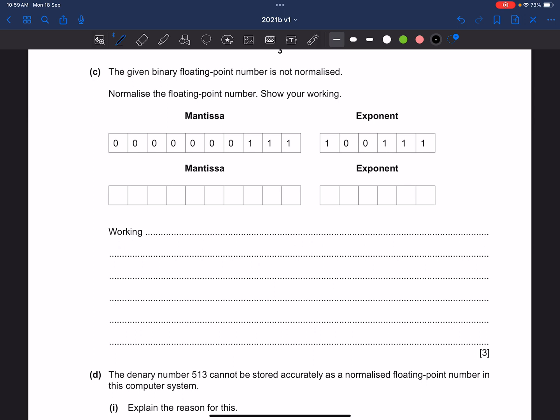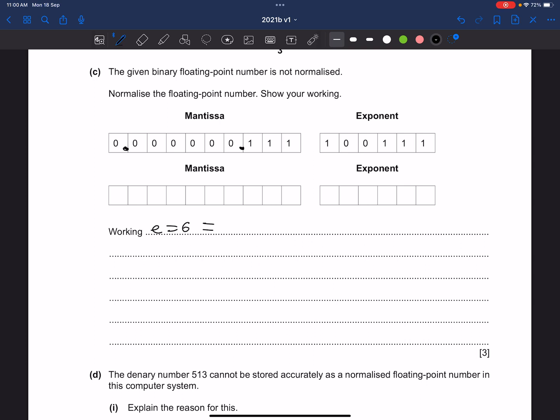Now, for part C, we have to normalize this, which means we have to get the decimal place in between the first 2 different bits. So currently, the decimal place is right here. However, this is in between a 0 and a 0, which is not correct. We want it in the first area where it's a different number, so either 0, 1 or 1, 0, which will be here. So if we want it here, and it is currently here, we will have to shift the decimal point along 1, 2, 3, 4, 5, 6 times. Therefore, we know the exponent is going to equal 6.